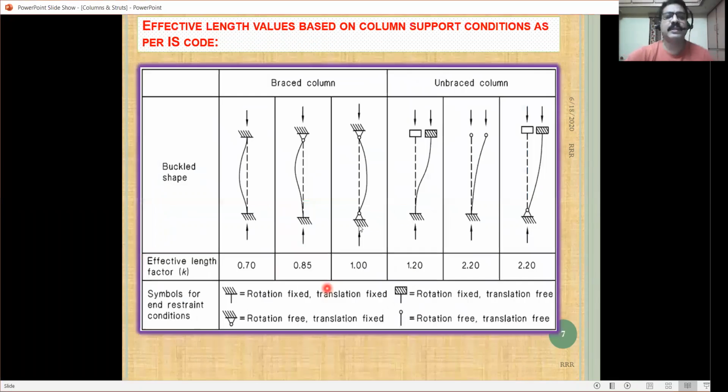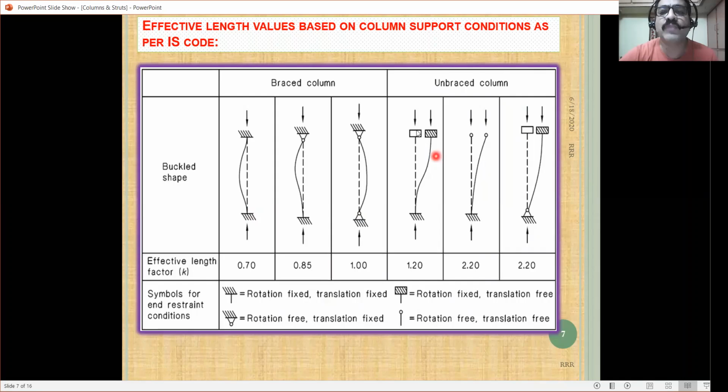Yes, it's the same thing. Here also I have done the same, but properly, I have shown the boundary conditions: how we can show fixity, how we can show the pinned condition, and how we can show the free condition. If you look at the code IS456, you can see exactly this type of presentation. But don't get confused, whatever basic concept I have explained is the same and applicable here also.